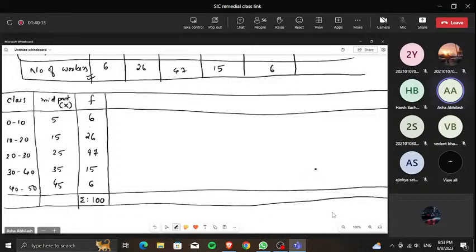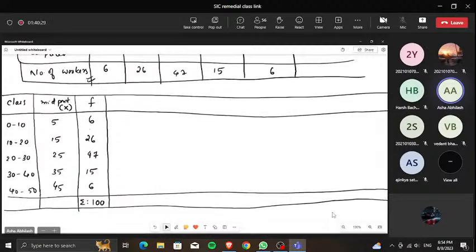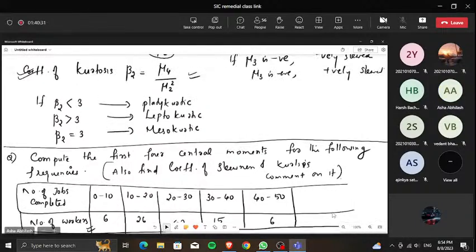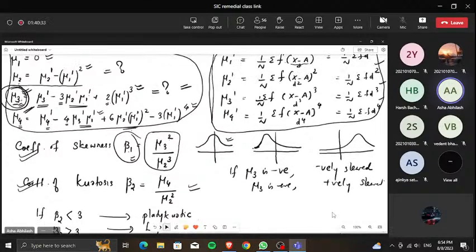So here, what is the question? We have to find the first 4 central moments. So if you are going to find the first 4 central moments, first we will find the raw moments. For finding the raw moments, what is the formula here? What is the formula for finding raw moments?